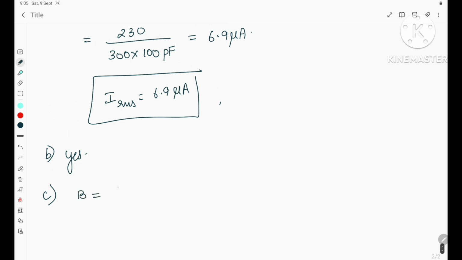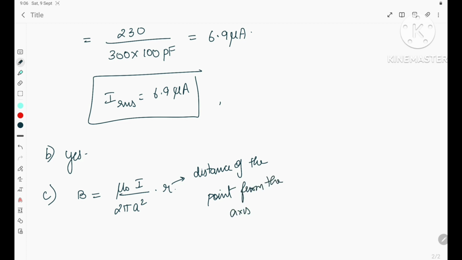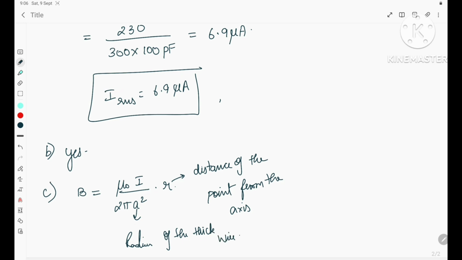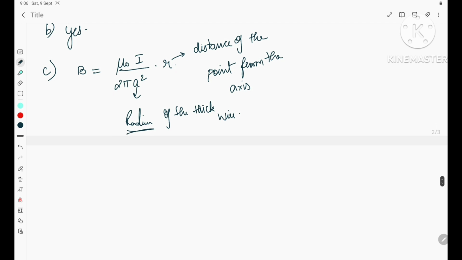For this type of question, we have a formula. The magnetic field B is equal to mu naught I by 2 pi a square multiplied by r. What does r represent here? r is the distance of the point from the axis, and a is the radius of the thick wire, isn't it? Here the thick wire is nothing but the capacitor. So the radius of the capacitor plate will be considered to be the a here, right? So when you substitute, what will you get? And what is this current? This current is the displacement current, because between the plates of the capacitor, we are having the displacement current, right?